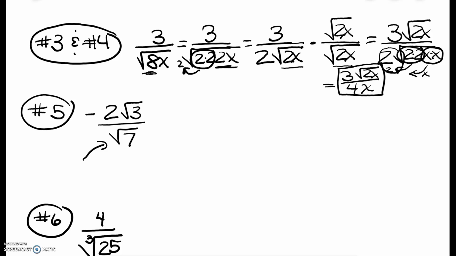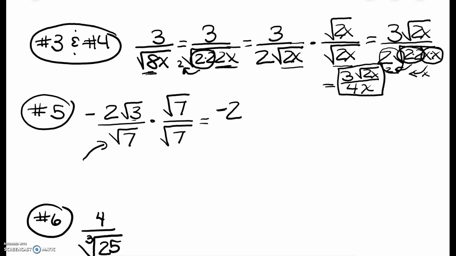notice both the square root of 3 and the square root of 7 are prime. I can't reduce those radicals. So I'm going to just start off by multiplying. I need another 7 under my radical to get pairs of 7, a group of two 7's. So I will multiply by the square root of 7 over the square root of 7.